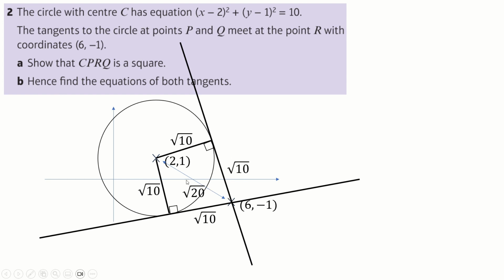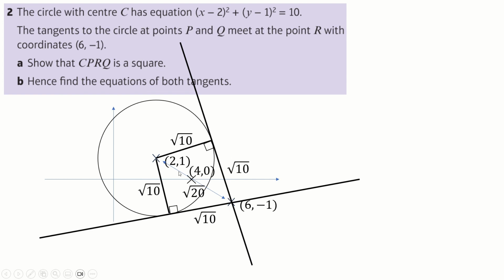How do we use the fact that this is a square to work out the equation of these lines? Well, again, you can use the properties of symmetry that a square has, in the sense that you can work out the center of this square as just the midpoint of these two coordinates here. And that's, of course, going to be (4, 0).